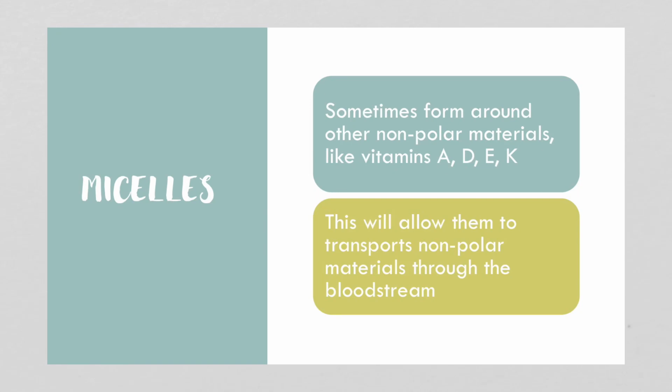So micelles often form around other nonpolar materials. Vitamins are examples. When we do our lesson on vitamins, we'll learn that several vitamins are fat soluble because they too are nonpolar. So they're going to be carried around through the blood and stored in tissues within micelles. That lets them get transported through the bloodstream in micelles. So nonpolar things will be transported by way of micelles.